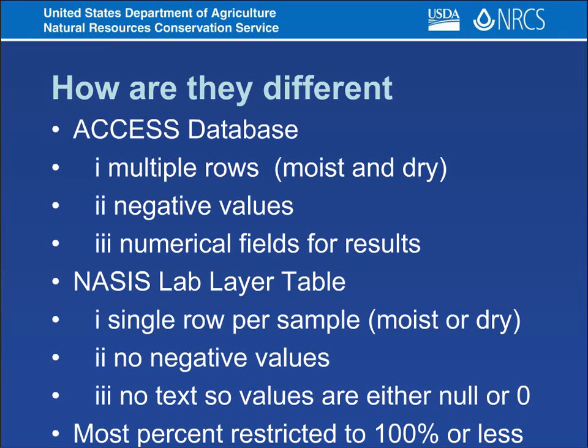When we export that data again to NASIS, we clean it up a little bit more. We actually reduce the results to a single row per sample. We don't allow any negative values, and we can't allow for any text values because the result has to be a number. And most of the percents are restricted to less than 100%.